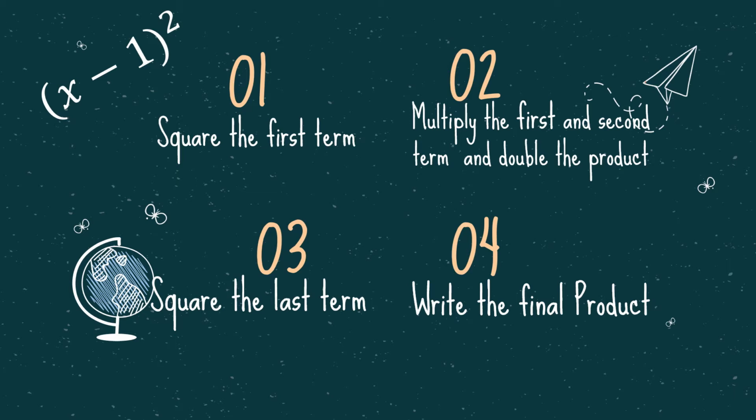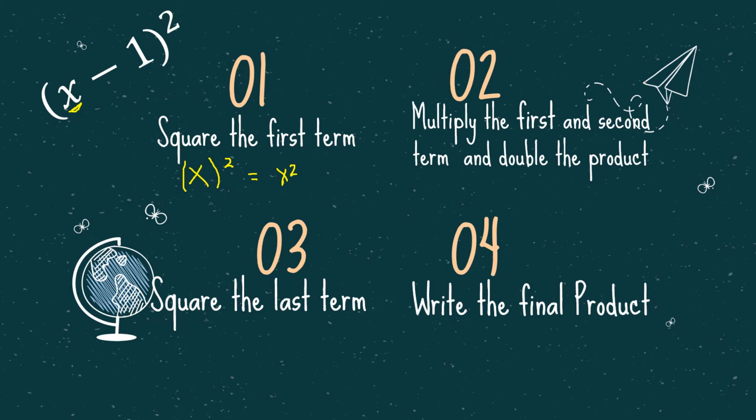So given the quantity of x minus 1 squared, the first thing that we are going to do is to square the first term. The first term here is x. So this will be x squared. So x squared is x squared.